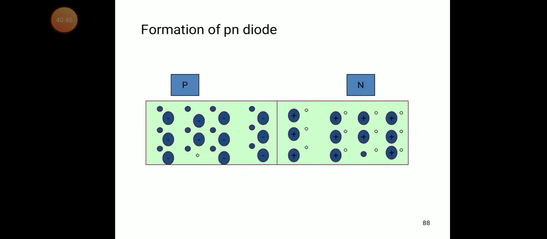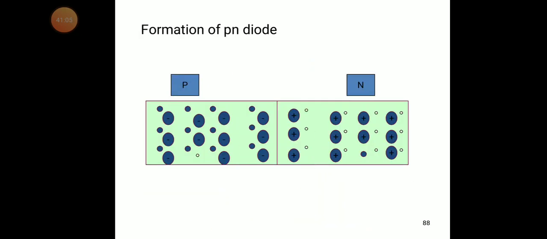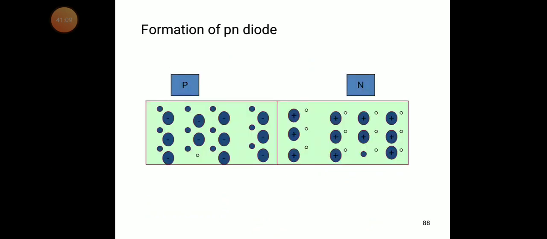So how P and N type material is formed, you can see diagrammatically, very simple. You can see the formation of a PN junction diode. Now you can see that diagram. What we are doing is taking the P type material and N type material together.